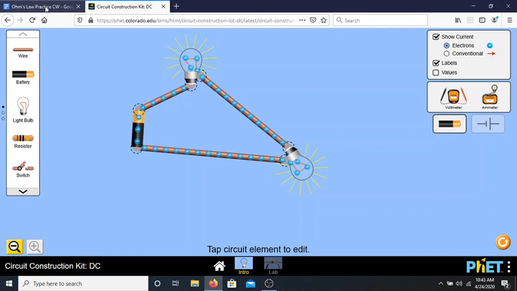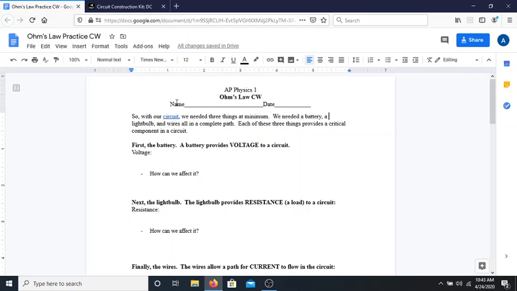Now, what we're going to talk about today is exactly what the three main things in a circuit are, the three main physical quantities we can measure in a circuit. So we're going to start with the three pieces we needed in the circuit. We needed a battery, we needed a light bulb, and we needed some wires and a complete path. And what we're going to find out is that each of these provides something important to the circuit to allow it to flow.